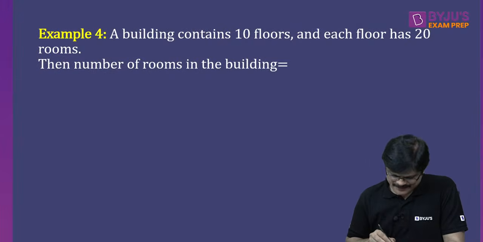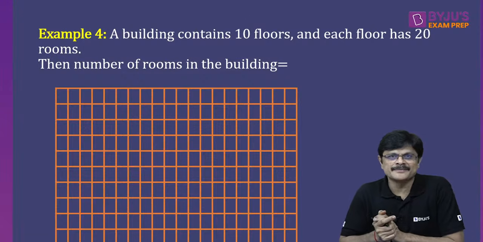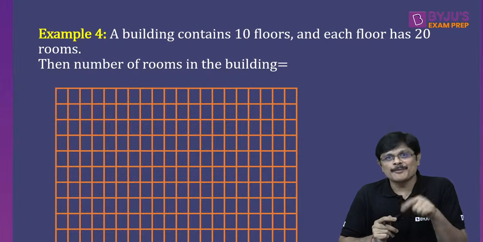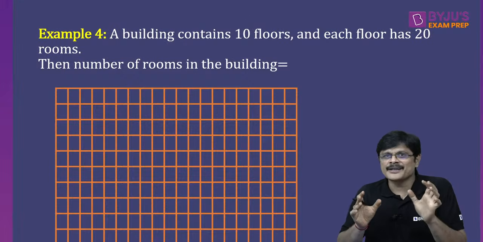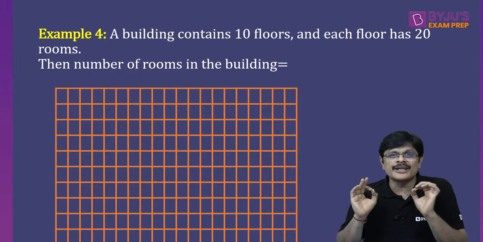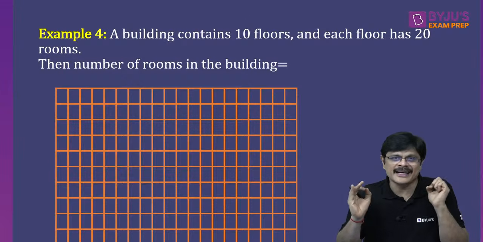Now, look at this. A building contains 10 floors and each floor has 20 rooms. Then what is the number of rooms in the building? How many rooms are there in the building? Please answer this question. I will tell you how to solve this problem using the sum rule, and how to solve this problem using the product rule also. Okay, see here, today's class is basic counting techniques. So I restrict myself to the basic ideas of counting techniques.